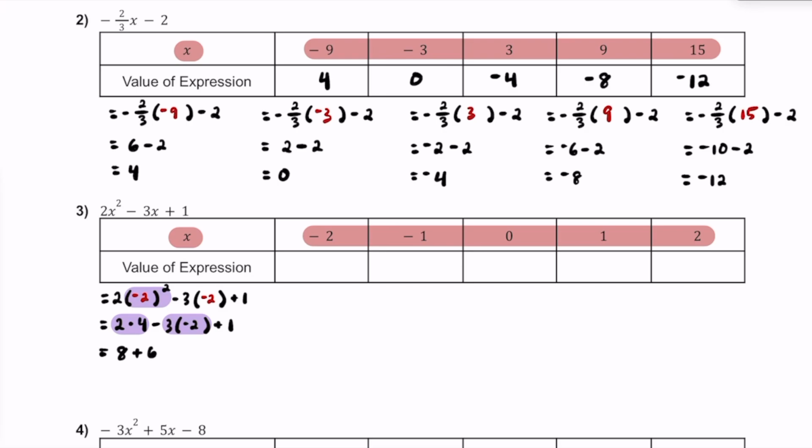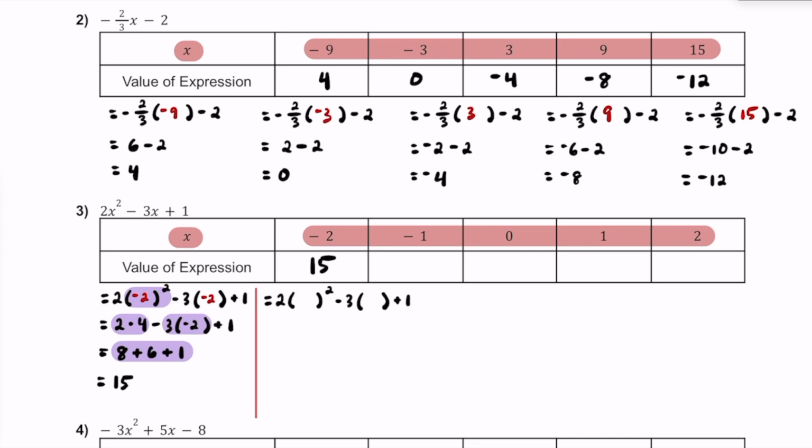So I'm going to write plus 6 instead of minus negative 6. And here we have just a couple addition problems. So I'm going to do this whole step at once. 8 plus 6 is 14, plus 1 is going to be 15. All right, so if x was negative 2, our expression here would be equal to positive 15.